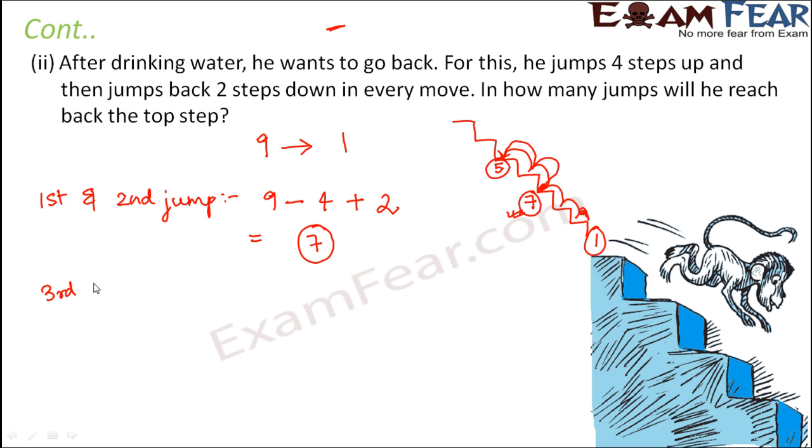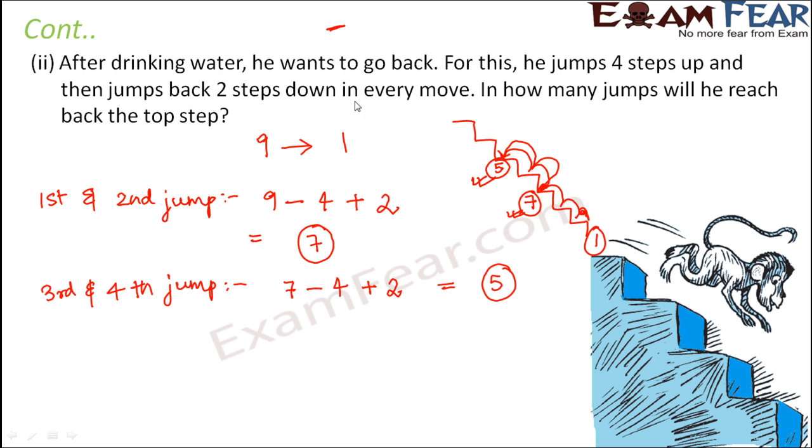What happens after the third and fourth jump? After the third jump, again he starts from step number 7 and he goes 4 steps up. That means minus 4. And then he comes back 2 steps down, so plus 2. So 7 minus 4 plus 2, this would be 5. So he will be at step number 5 after the third and fourth jump.